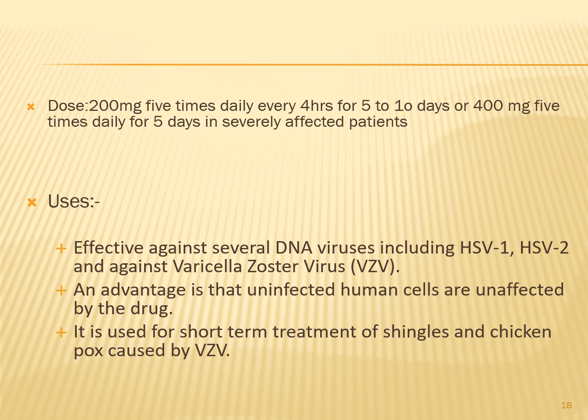Its dose is 200 mg 5 times daily every 4 hours for 5 to 10 days, or 400 mg 5 times daily for 5 days in severely affected patients. Uses: it is effective against several DNA viruses including HSV-1, HSV-2, and against varicella zoster virus. An advantage is that uninfected human cells are unaffected by the drug. It is also used for short-term treatment of shingles and chickenpox, caused by varicella zoster virus.